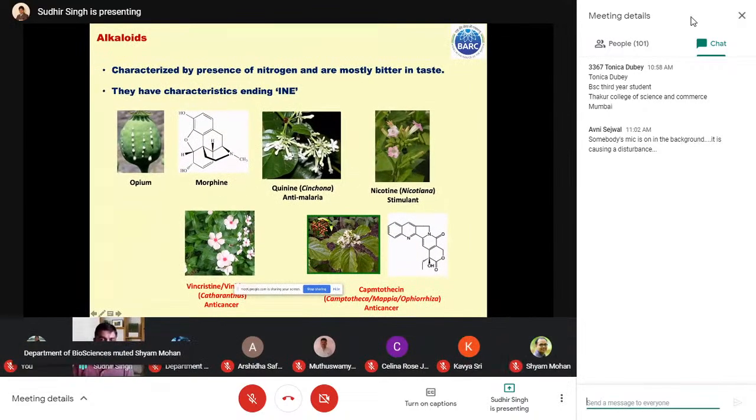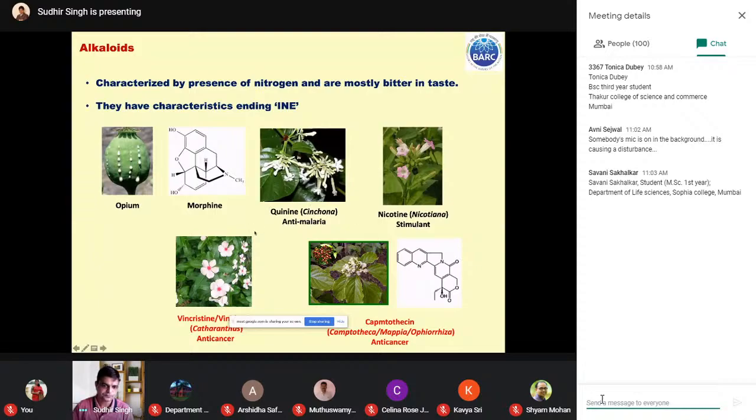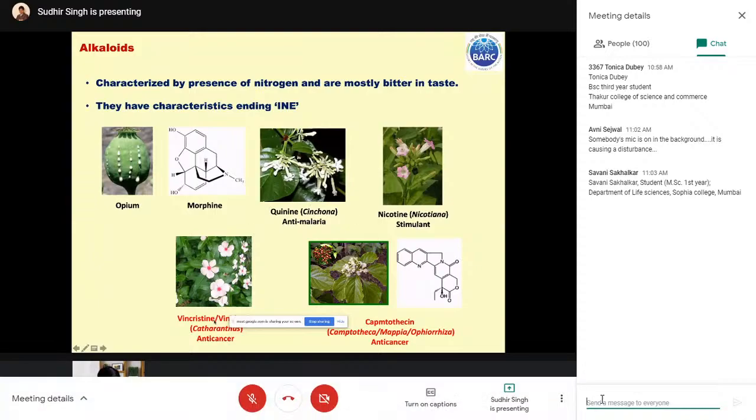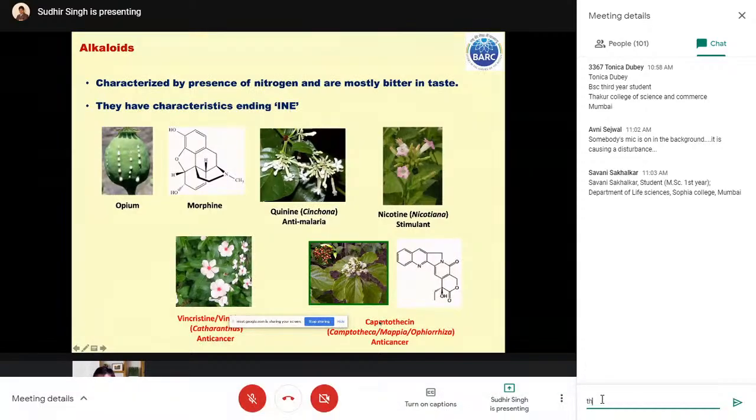Then we have quinine, that is isolated from cinchona, again having anti-malarial value. Tobacco is produced from Nicotiana tabacum, what we call it, and with the active compound nicotine, it acts as a stimulant. Vincristine and vinblastine, that are from the Catharanthus, are the second most prominent anti-cancer compounds. Then comes the camptothecin, which we will be talking about in detail after this initial part on secondary metabolites and their role.